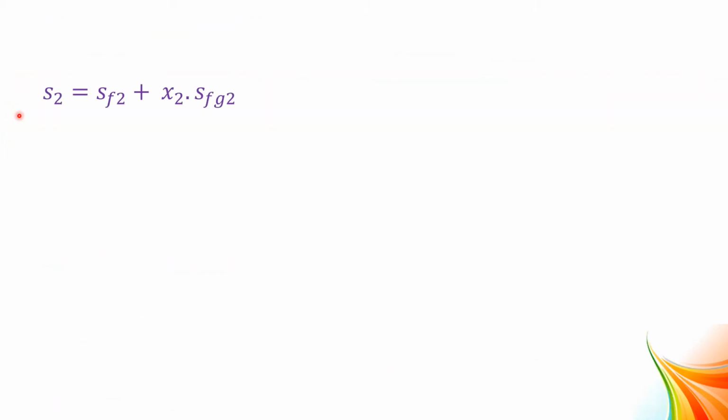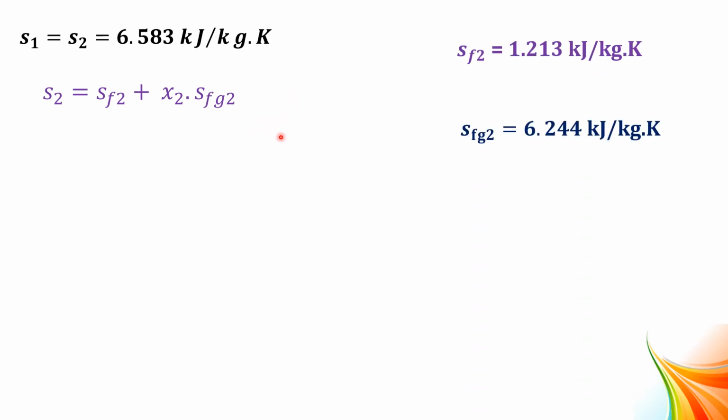We know S2 equal to SF2 plus X2 into SFG2. See, S2 value is equal to S1, which is already calculated from the steam table. Then SF2 and SFG2 values are also obtained from the steam table. Now we have to substitute these three values in this equation. We get dryness fraction X2 equal to 0.86.